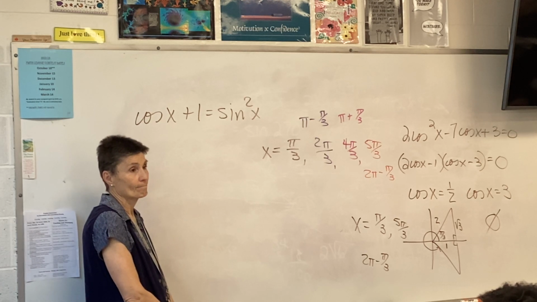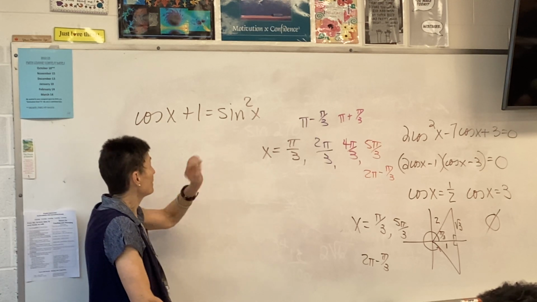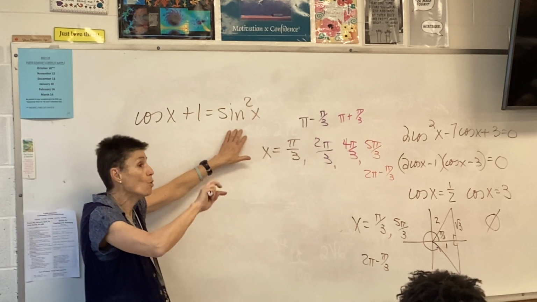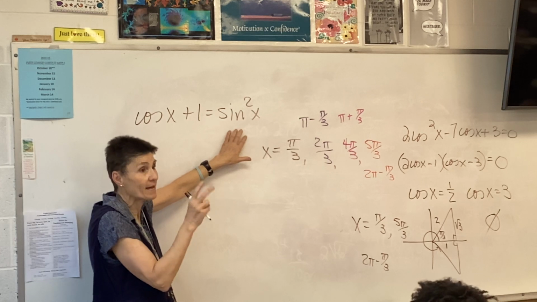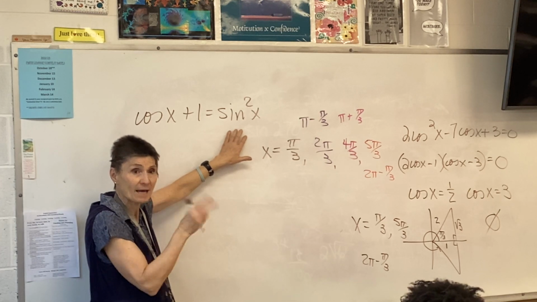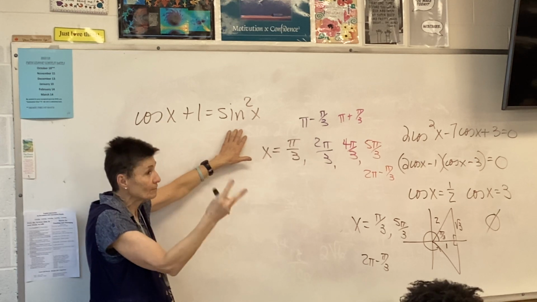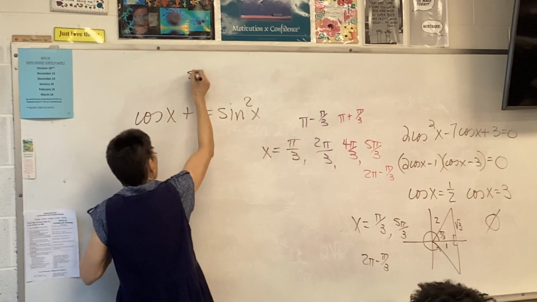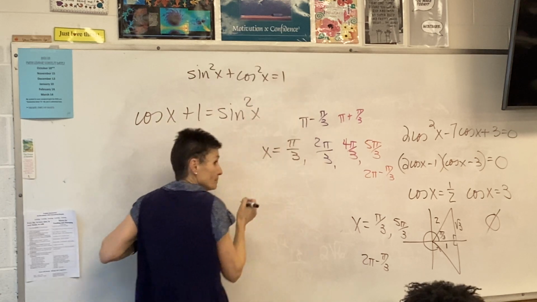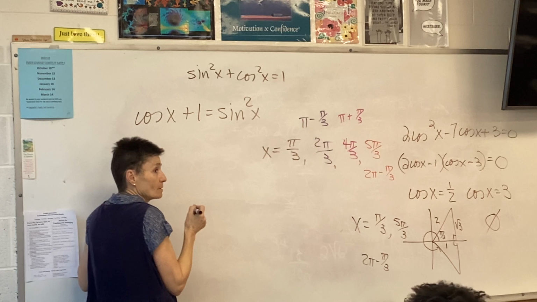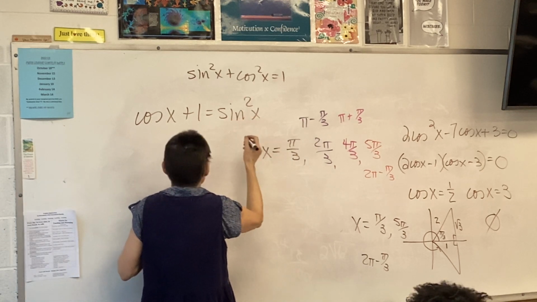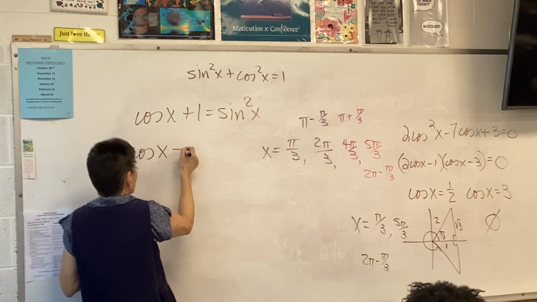Turn the cosine into a sine. Turn the sine squared into a cosine. Remember, they're only changeable if they are squared. The Pythagorean identities change your functions. So since sine squared plus cosine squared is 1, sine squared alone would be 1 minus cosine squared.